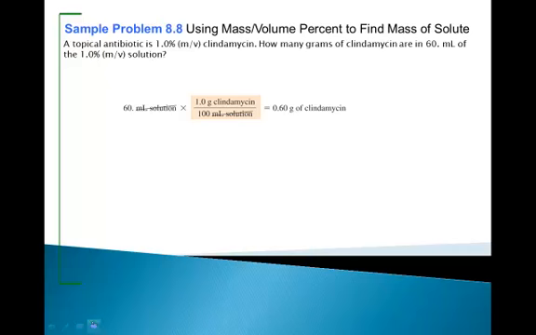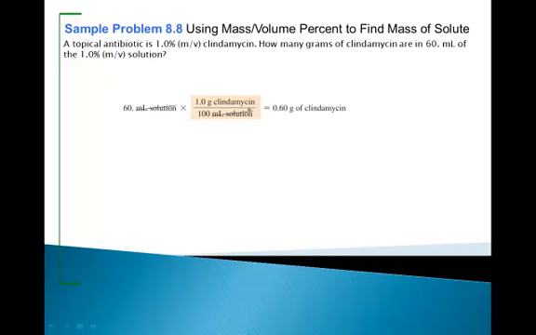Now in the next example, I'm going to be using my mass percent to help me find my mass. So I have a 1% mass by volume solution, and I want to know how many grams there are if I have 60 milliliters. So I'm going to start out with my 60 milliliters. And then if I have 1%, 1% means per 100.